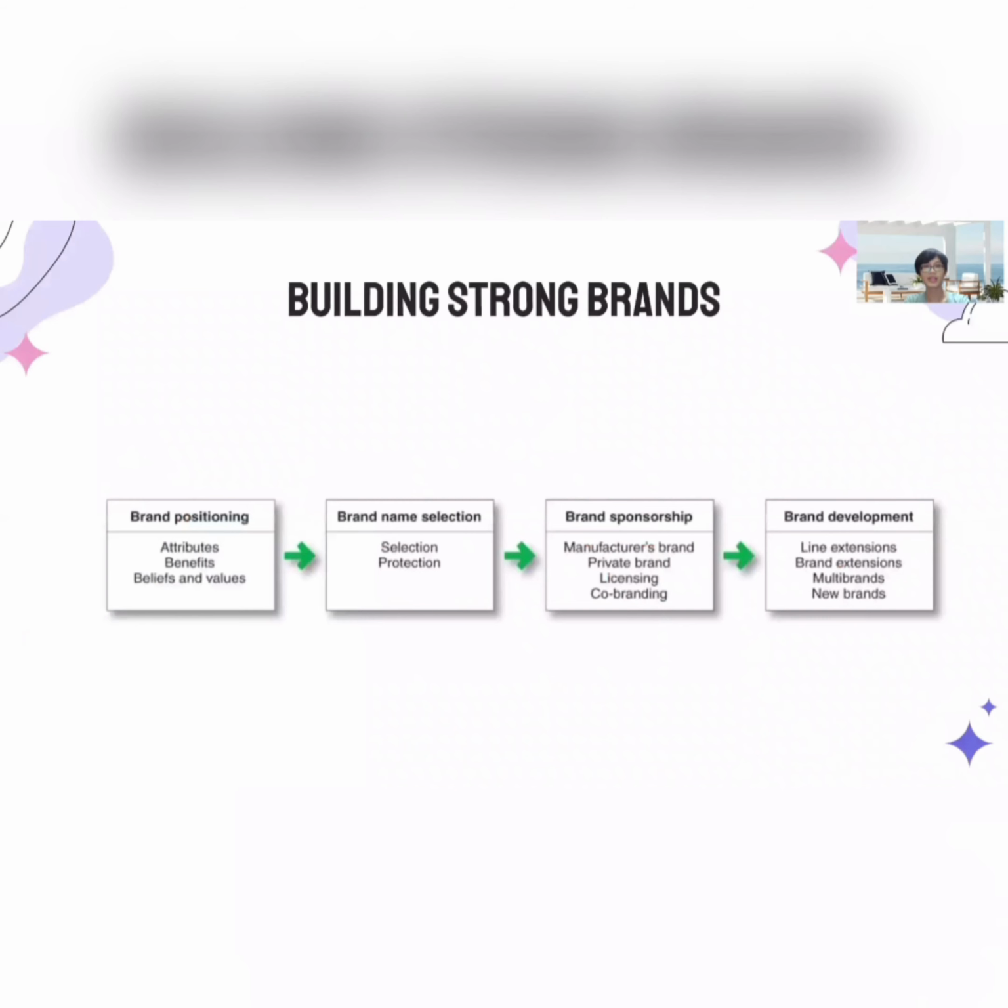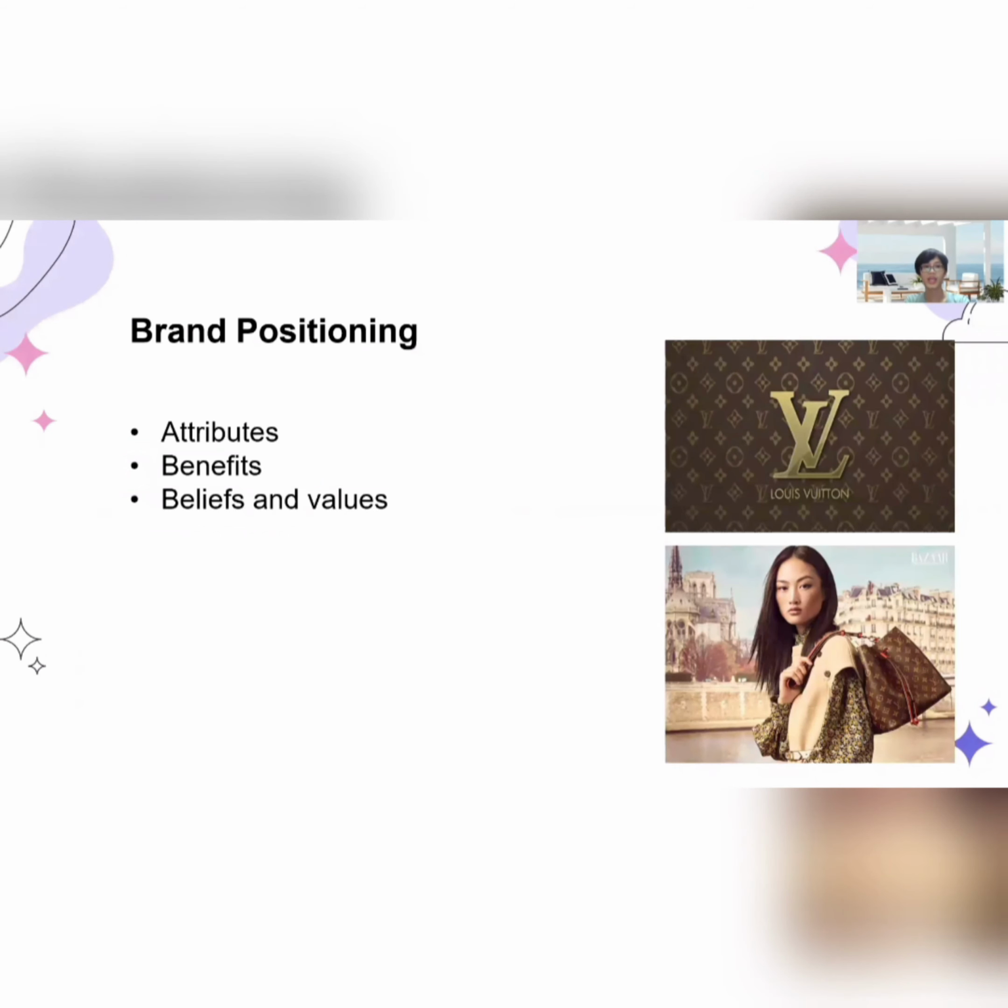The next part is about building strong brands and managing brands. Building strong brands consists of the four main characteristics: brand positioning, brand name selection, brand sponsorships, and brand development. The first one, brand positioning. Marketers can position brands at any of three levels: attributes, benefits, or beliefs and values, which engage customers on a deep emotional level and go beyond the two above. For example, Louis Vuitton is a luxury brand which gives customers valuable experiences when purchasing and shopping, and it is positioning as beliefs and values.